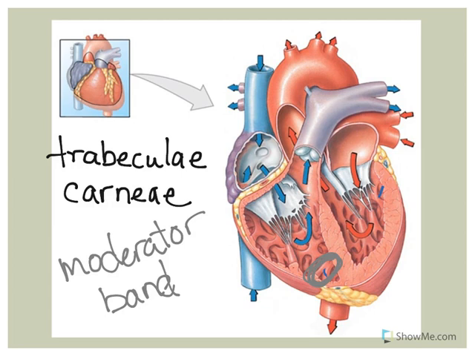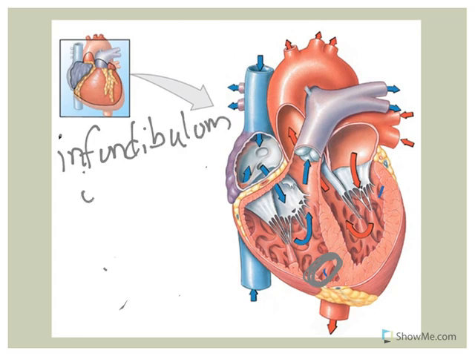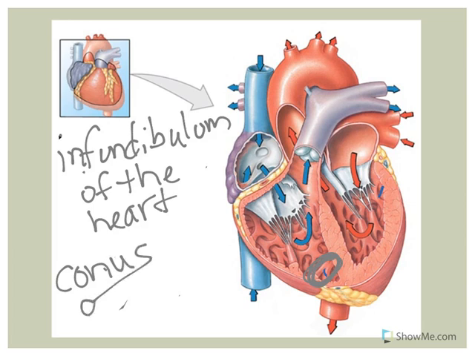Now, the last structure I want to talk about associated with the ventricles at this point, I'm going to erase so I can have room, is referred to as the infundibulum of the heart. So, infundibulum of the heart, and there's a reason why I'm writing "of the heart" again. It's called the infundibulum of the heart, or it's also referred to as the conus arteriosus.